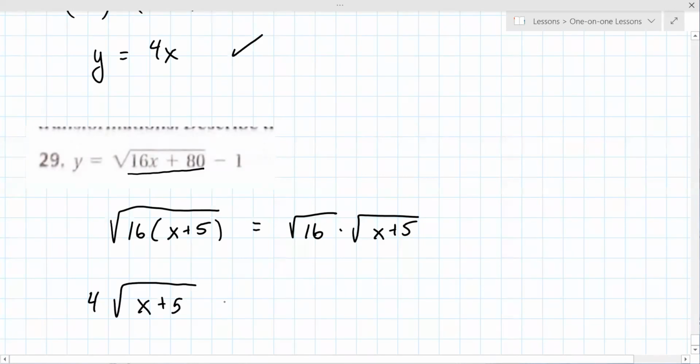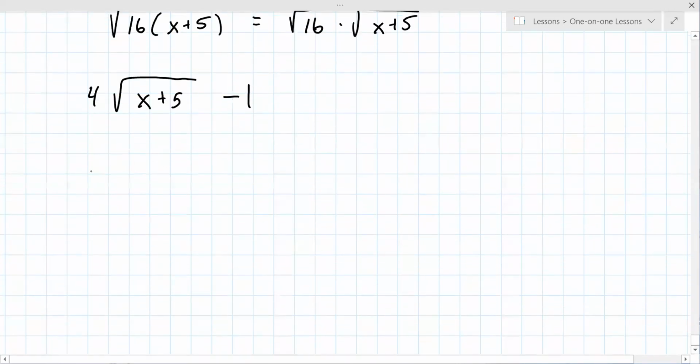And it's much easier to write the transformations of this. So there's 1, 2, 3 transformations. Left 5, that's from this. It's a vertical stretch by 4. And then it's down 1.